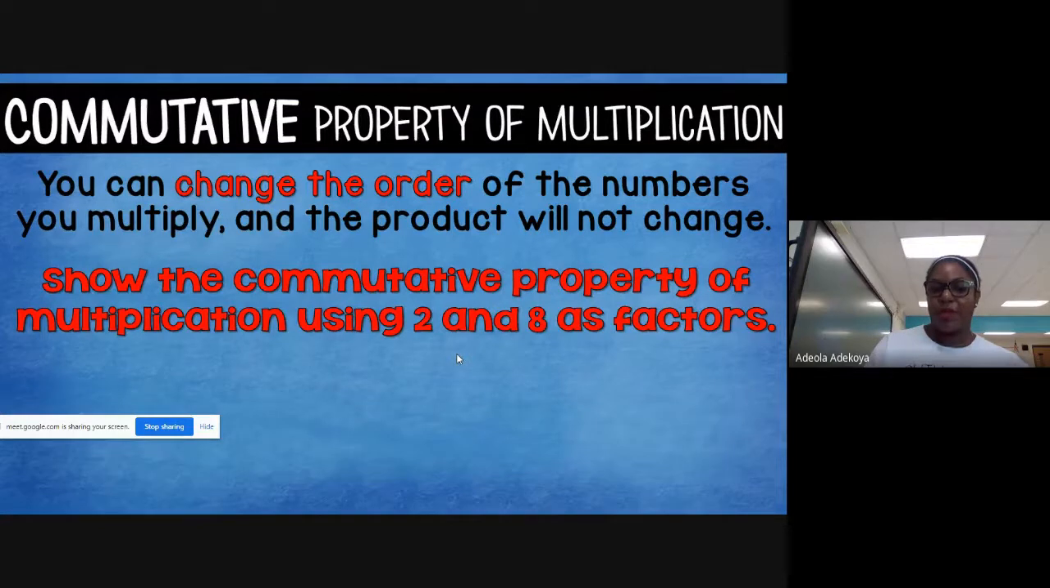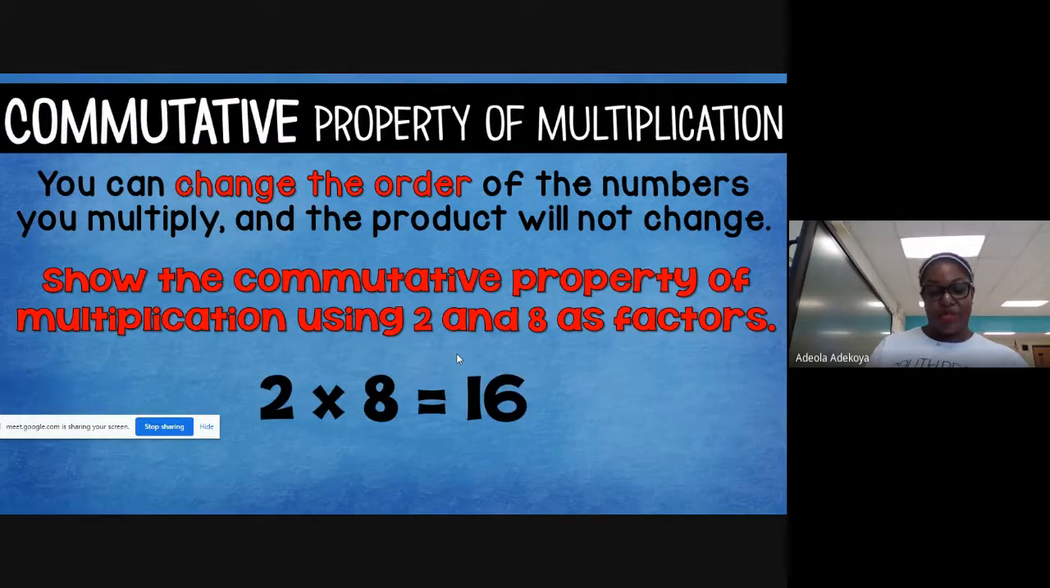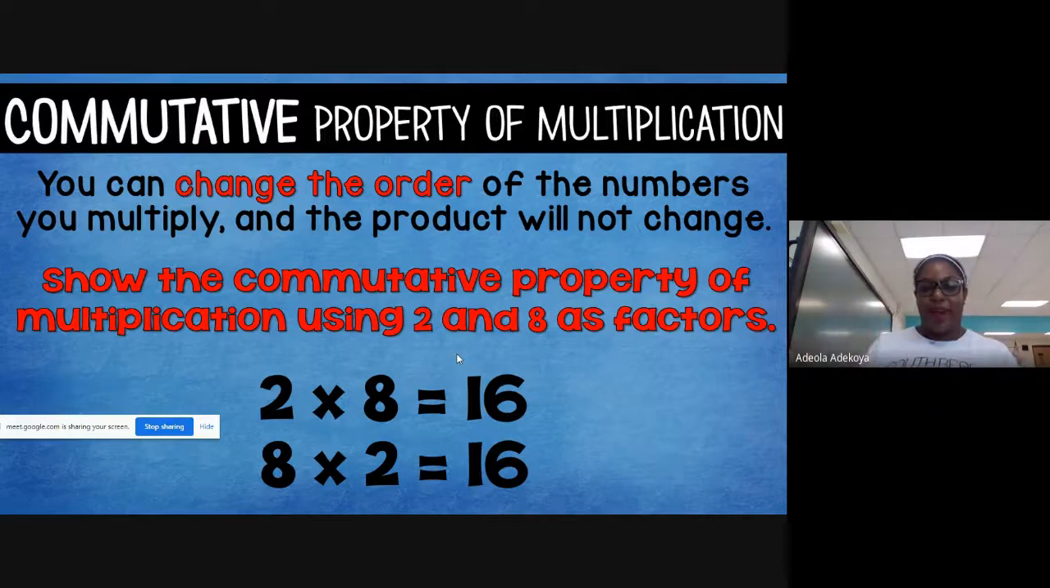All right, so now we're going to look at some sample examples. Here's the question. Show the commutative property of multiplication using 2 and 8 as factors. 2 times 8 is 16. 8 times 2 is 16. So no matter how we change the order, it does not change the product. Even if we change the order of the factors, the product does not change.